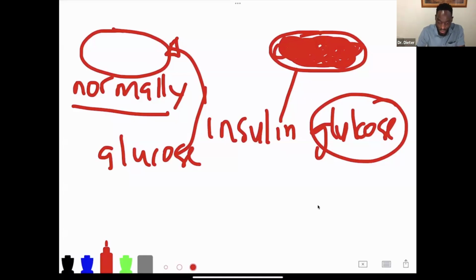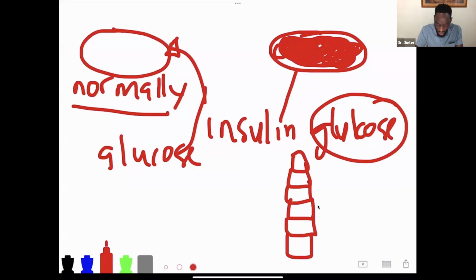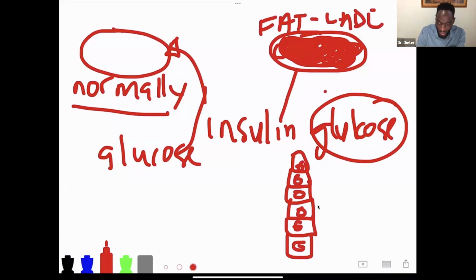Now, what happens is this cell closes its doors and tells insulin that it cannot take up glucose. Glucose accumulates in the blood like this. And what this cell is doing is trying to protect itself from excess energy. I call this cell a fat-laden cell. This cell is acting like somebody who has had too much to eat on Thanksgiving Day and is Thanksgiving stuffed.